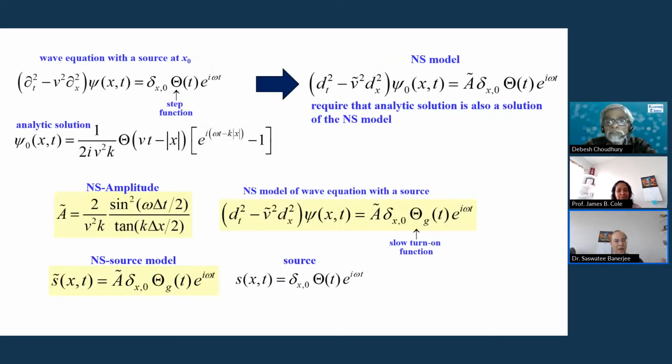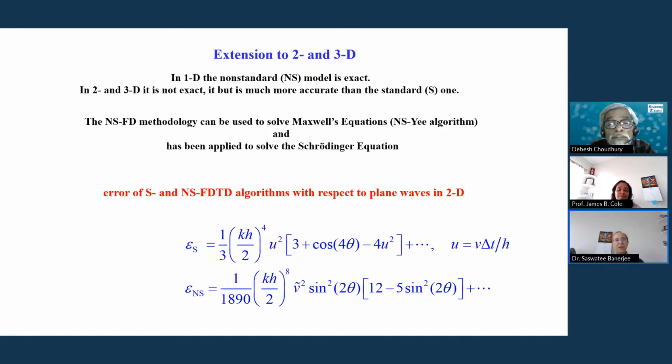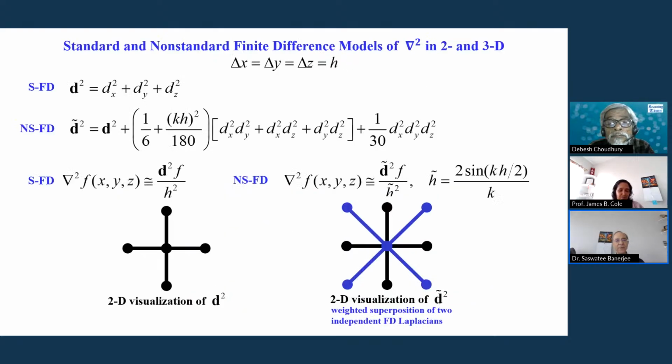Okay, so again, I'm just going through some of this. This is the analytic solution. We put the analytic solution into this model, and then we can show that the error is indeed 0. We can extend this to 2 and 3 dimensions. And let me just jump a little bit ahead.